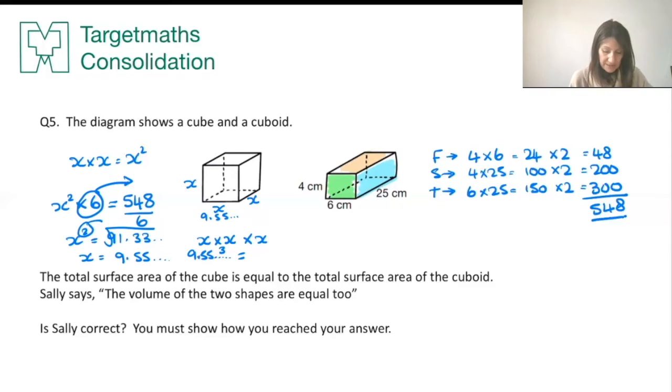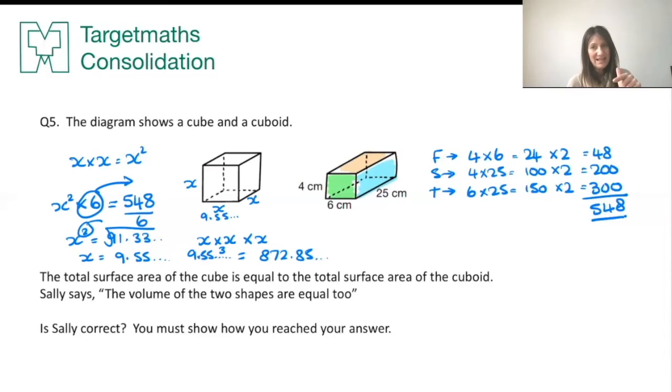Okay, so let's just put that in quickly now. And then we need to press that. And we've got an answer of 872.85 and on it goes. So I now know exactly what the volume of the cube is.